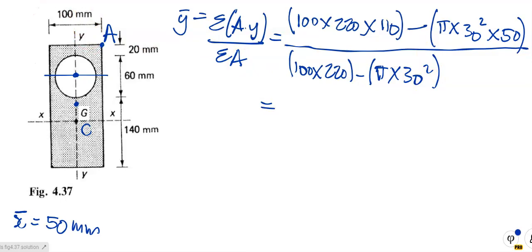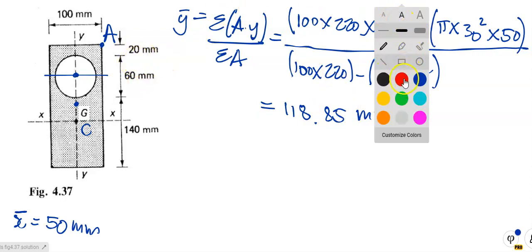Let me just pause this for a second. Right. So all of that divided by all of that, I get 118.85, so it's 118.85 millimeters. Write in the millimeters. If you don't, I take a marker. So what does it mean?